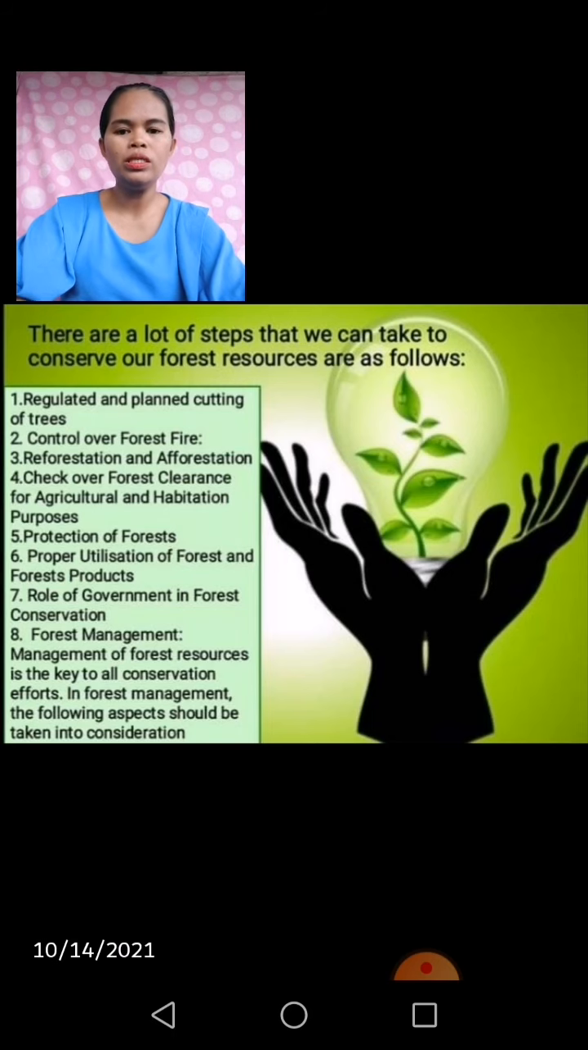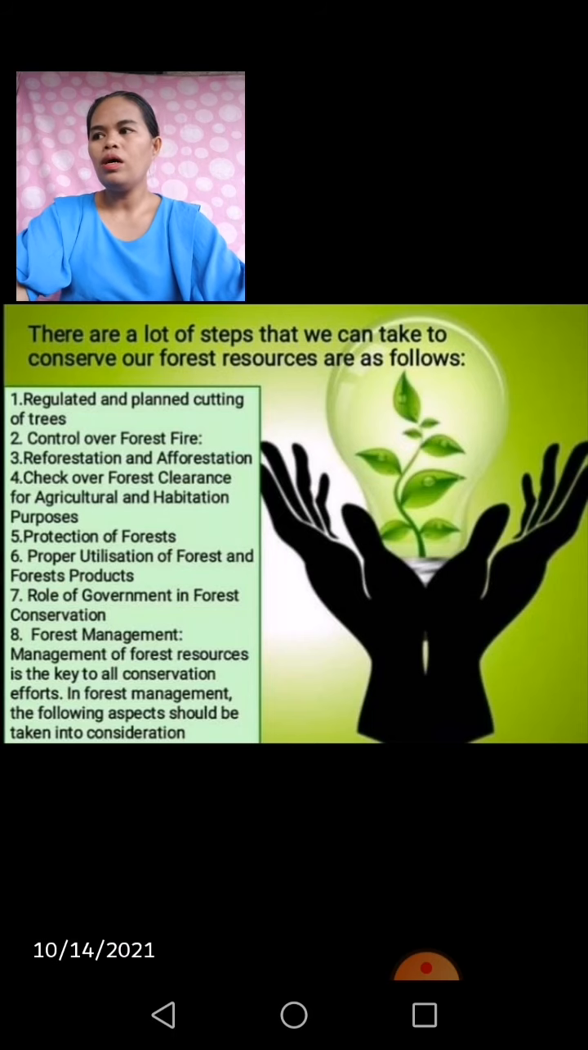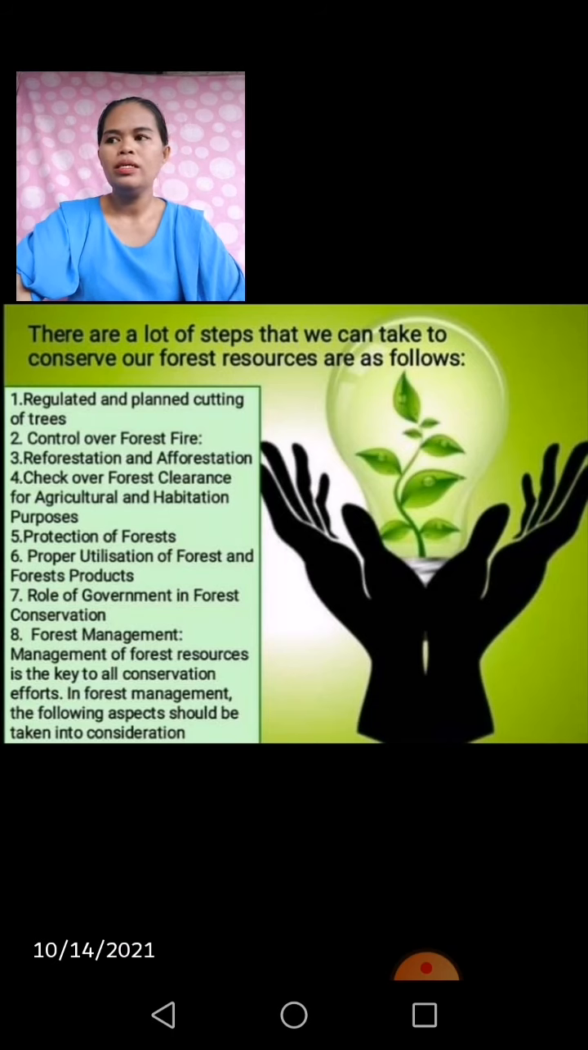Then the third one is reforestation and afforestation. The sustained yield concept dictates that whenever timber is removed, either by block cutting or selective cutting, the denuded area must be reforested. This may be done by natural or artificial methods.